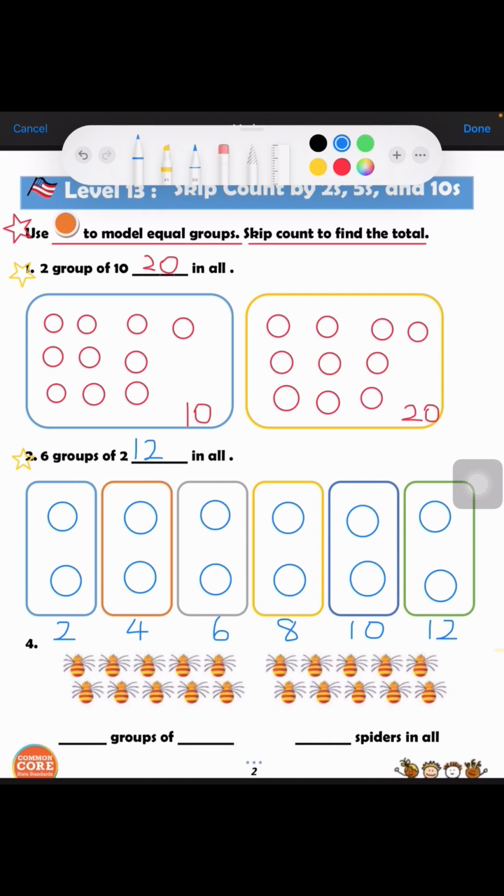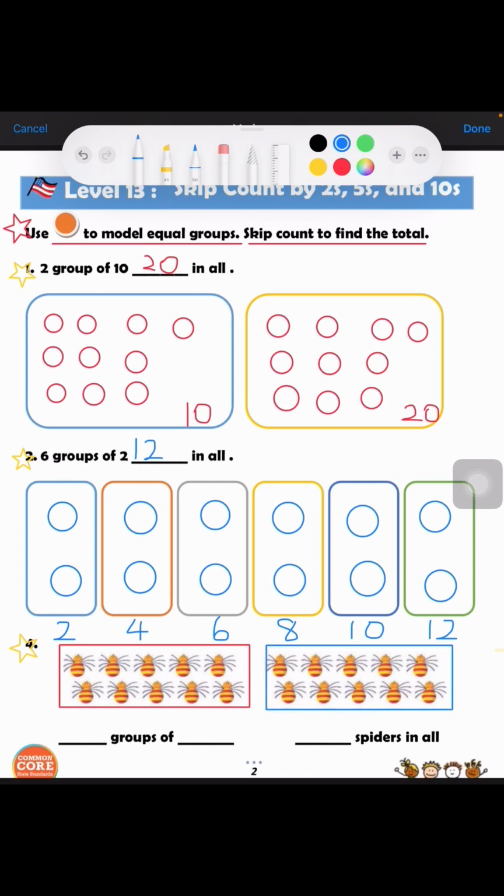Okay, next question. There are many spiders below. So how many spiders are there? And how many equal groups are there? You can see that the spiders are divided into 2 groups. Okay, on the left, there is 1 group. And on the right, there is 1 group.